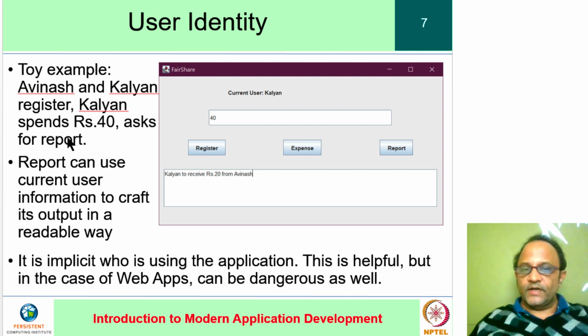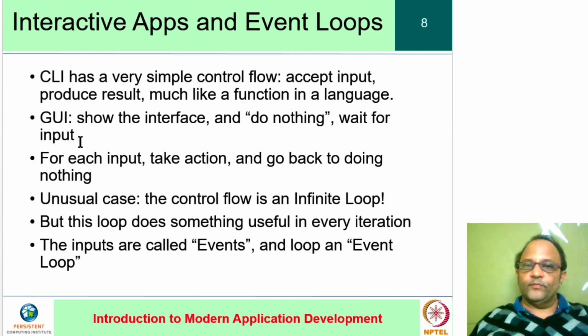For now, let us move on to the other aspects of interactive applications that we need to understand. The key difference besides session and identity is the notion of an event loop, which changes the nature of control flow that is available to an application. A command line application has a very simple control flow. Accept input and produce the result. This is much like how functions work in a programming language. In contrast, the control flow of an interactive GUI application is more confusing. There's nothing like it in usual programming languages that we can rely on for some experience.